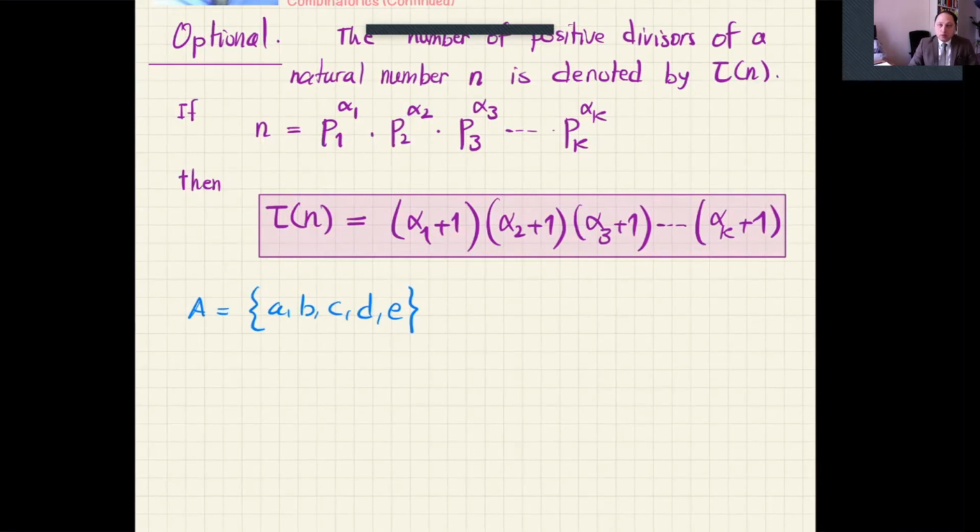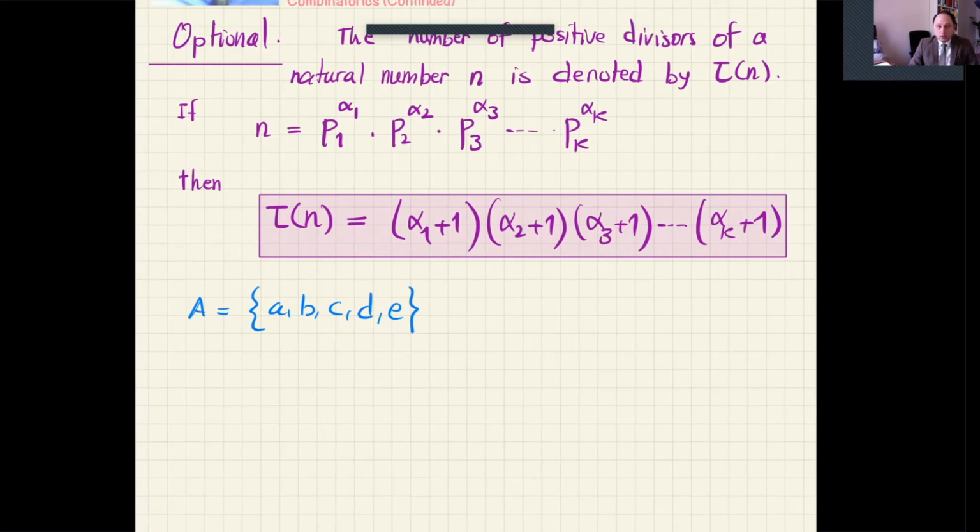If I ask you how many subsets are there, you can immediately answer. How many of them are there? Yes, 2 to the power 5, which is 32, okay? So there are 32 of them.